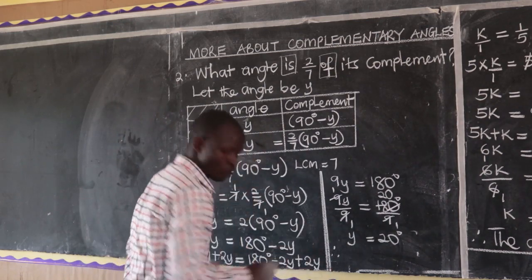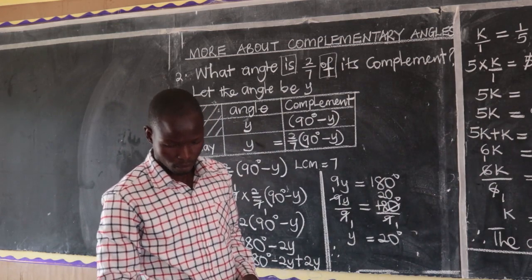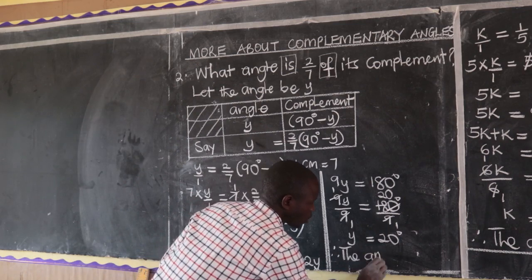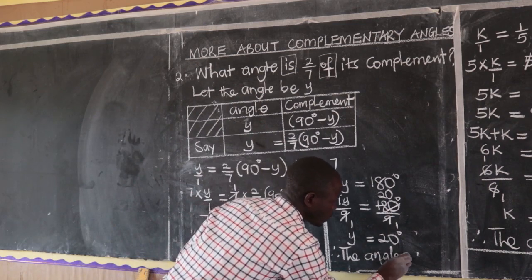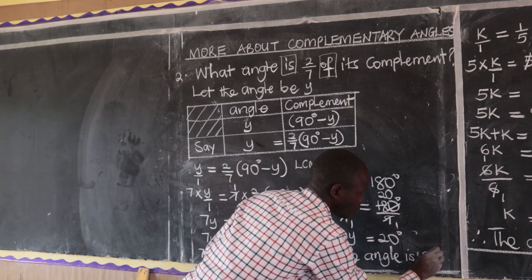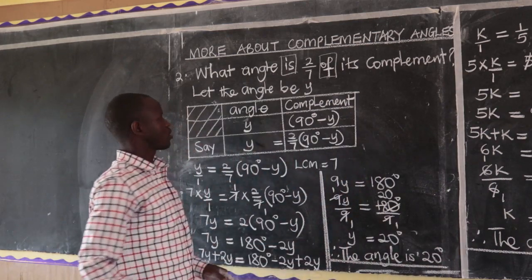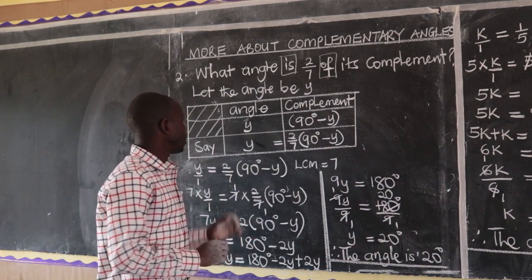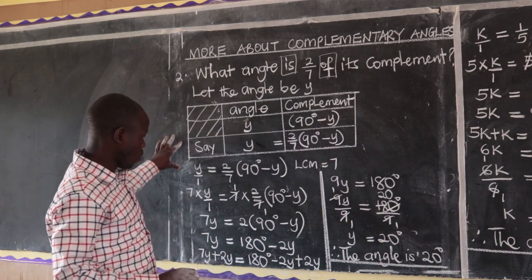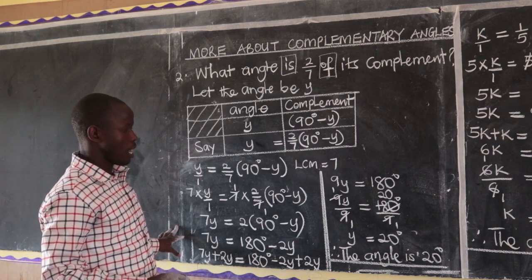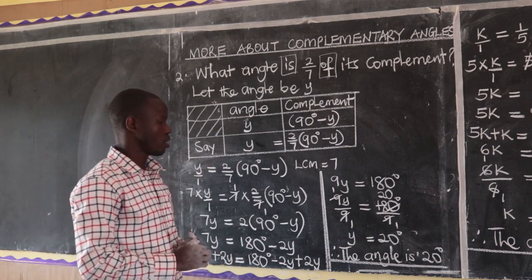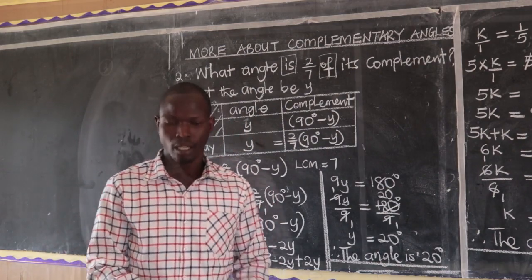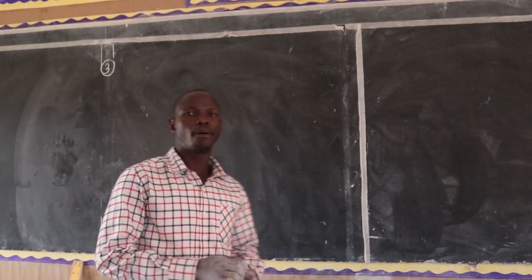And then we shall give a conclusion as the angle is 20 degrees. So when you're asked what angle is 2/7 of its complement, this is how you work through the flow until you get the value of y being 20 degrees and conclude that the angle is 20 degrees. Okay, let's look at our last example.